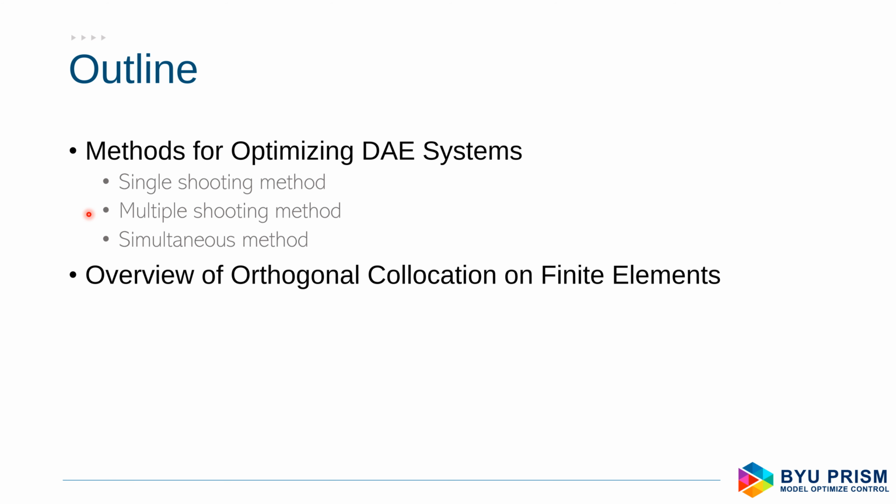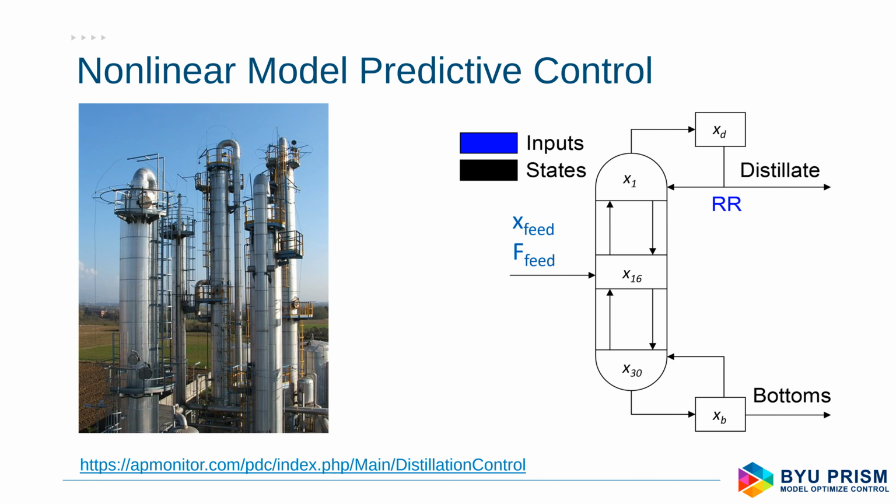Alright, so I'm also going to give an overview of orthogonal collocation on finite elements, and we're going to do a simple calculation just to show the method. So when we talk about technologies like model predictive control, you might have a manipulated variable like the reflux ratio that determines how much goes back to the column versus is produced as distillate. As the reflux ratio increases, you get more recirculation and higher purity distillate, but not as much of it. And so this is the primary manipulated variable.